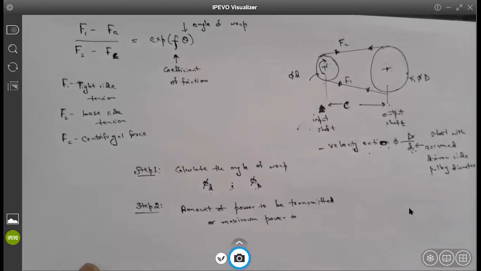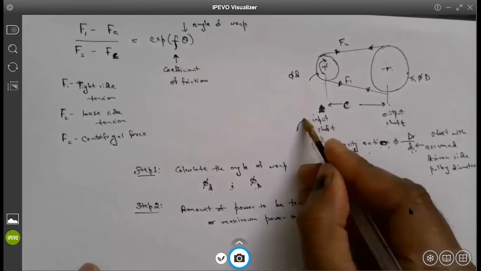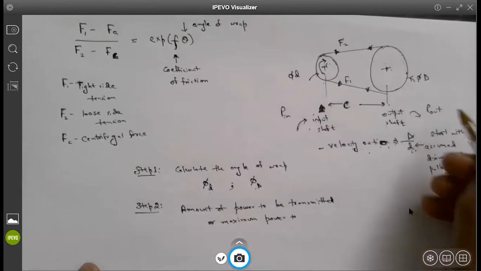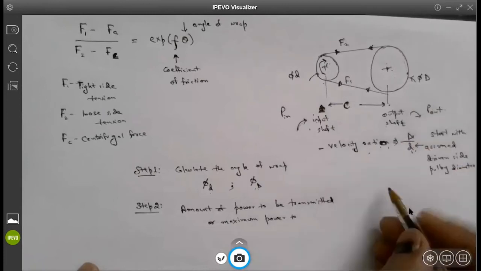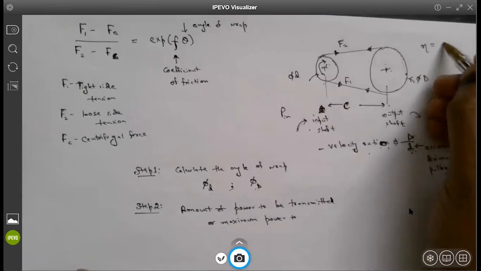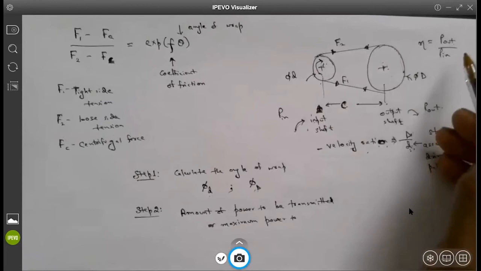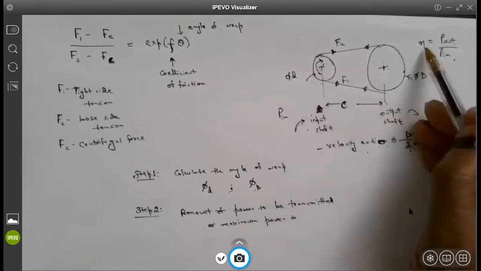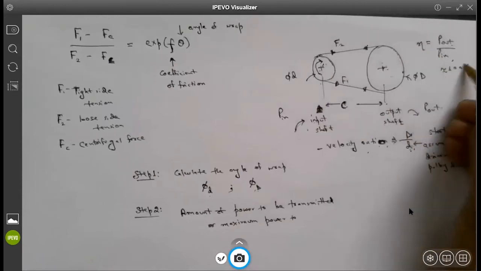If it is almost 100%, that means whatever power you deliver, P in, should be P out, the output power. There will be no losses, so P out and P in should be equal, right? If not, then the efficiency is given by P out divided by P in, output power divided by input power. If the efficiency is close to 100%, then P out and P in are almost equal, right?